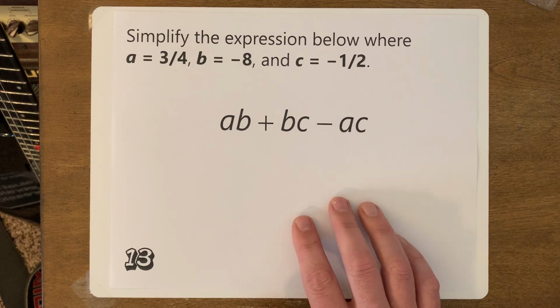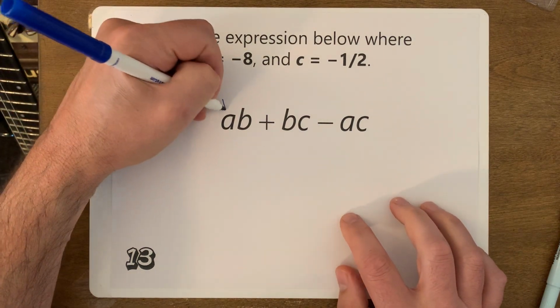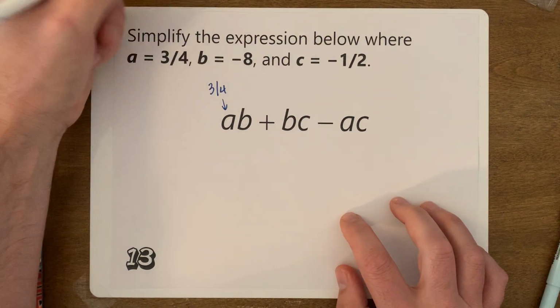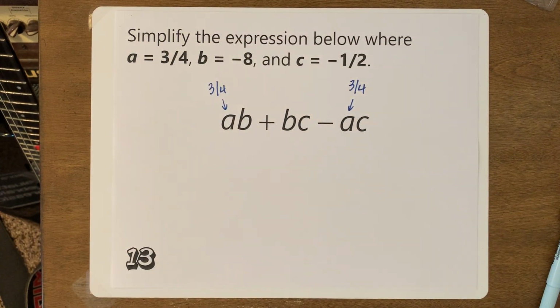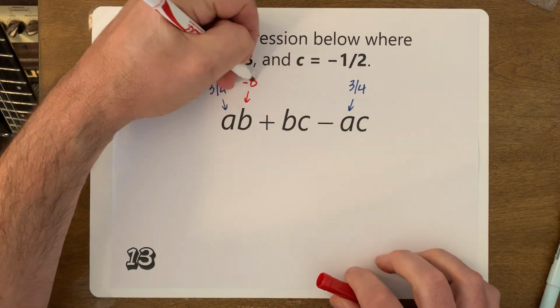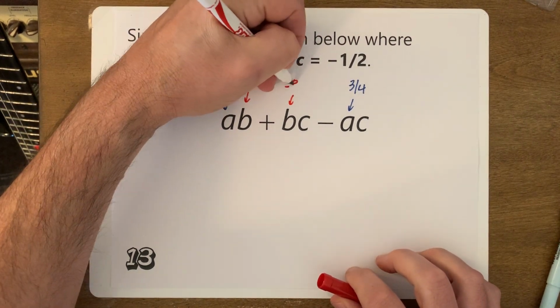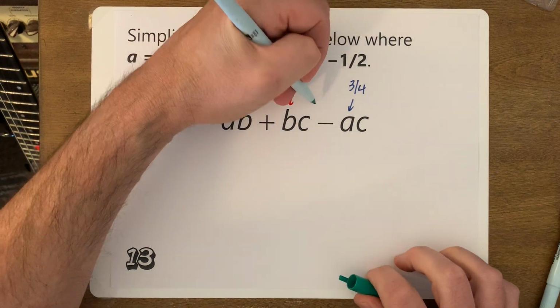Okay, so here we have one with a couple things. All right, so let's do this time. A is 3/4. Save some time, I'm not going to circle them this time. Okay, B is negative 8. And here, we've got C is negative 1/2.